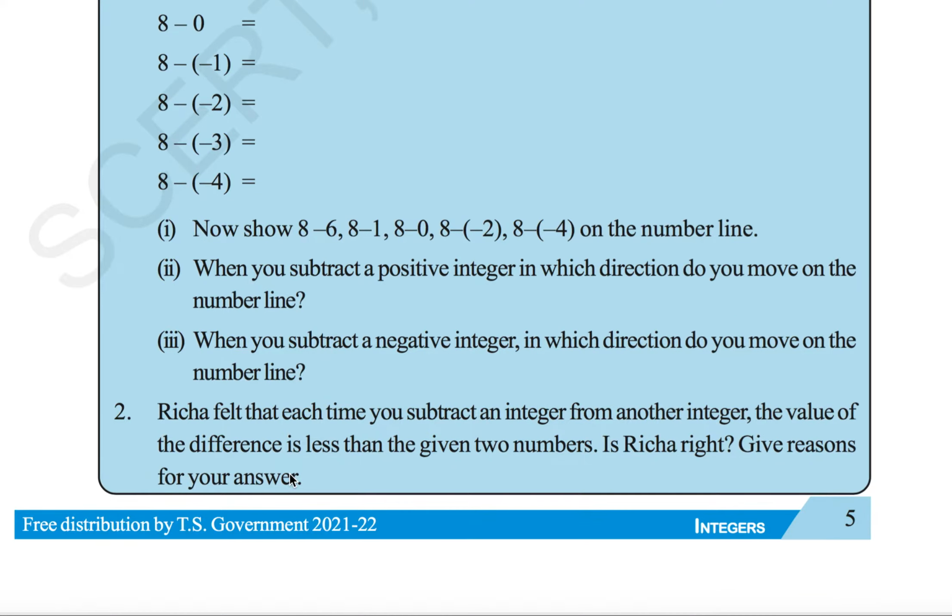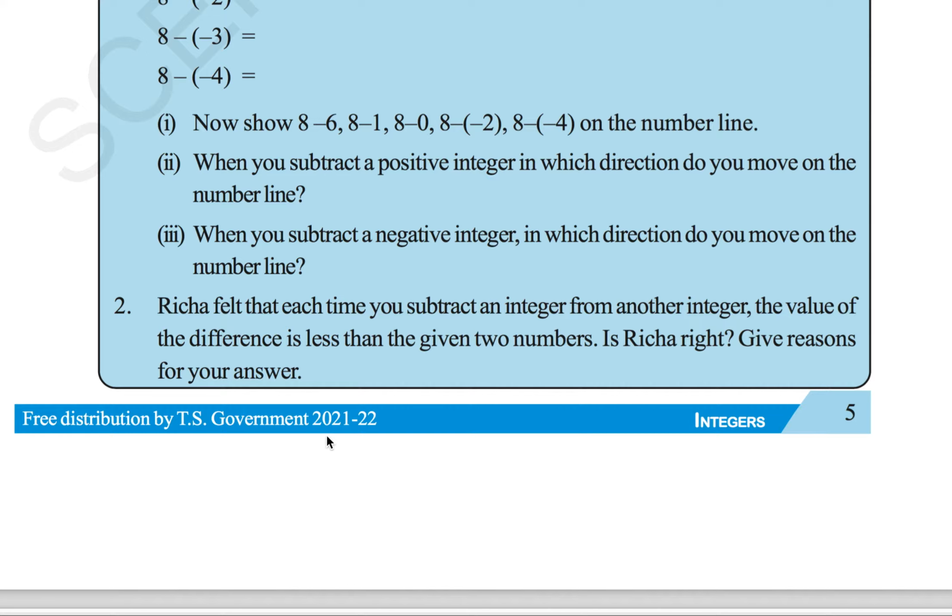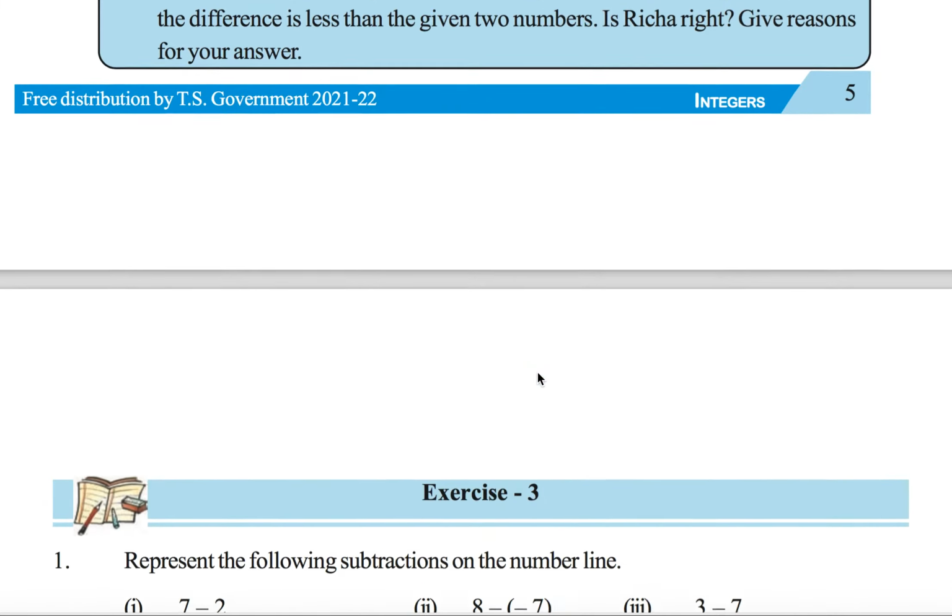Towards the right. Richa felt that each time you subtract an integer from another, the value of the difference is less than the given two numbers. Is Richa right? Give reasons for your answer. No, she is wrong. When you are subtracting a negative integer, that means you are actually adding. The result is going to be more than any of these two. That's why she is wrong.